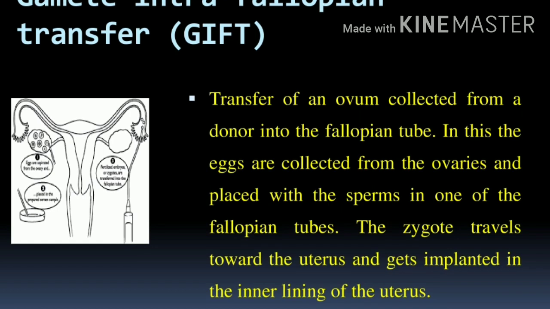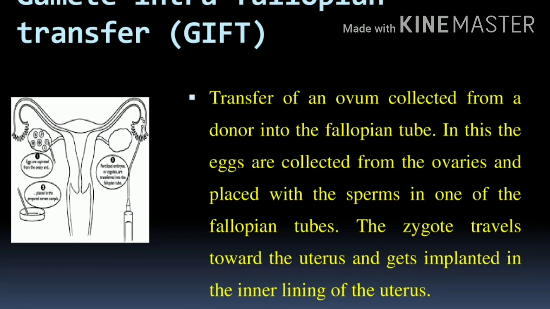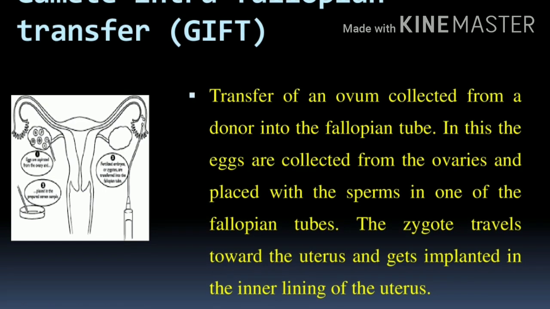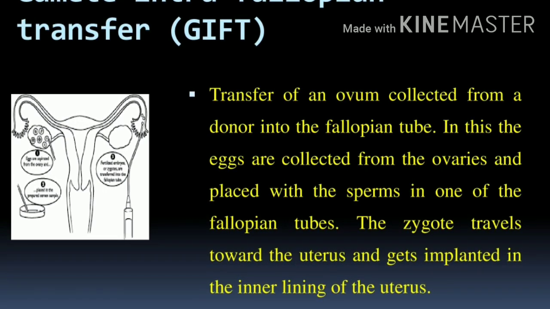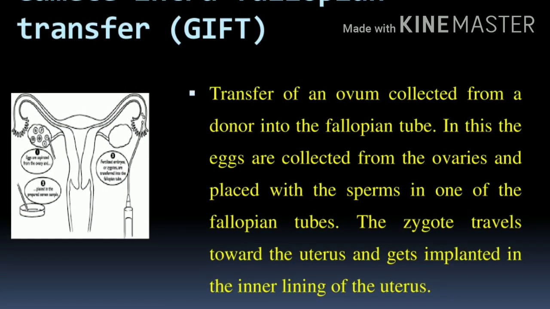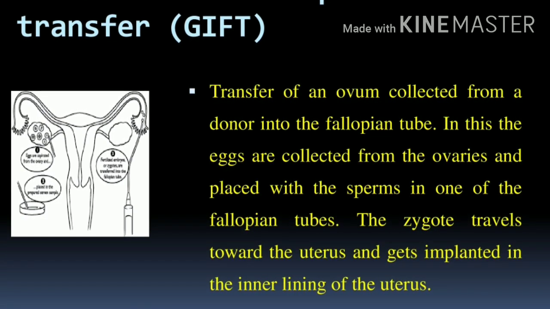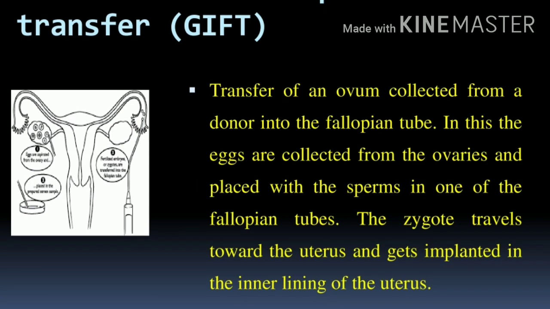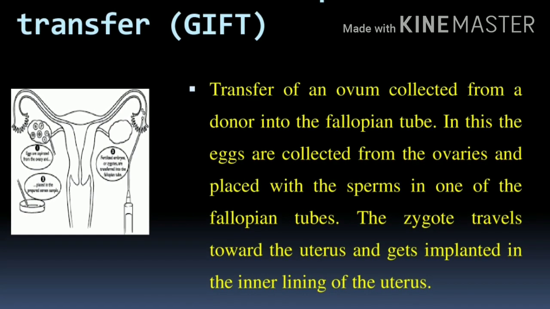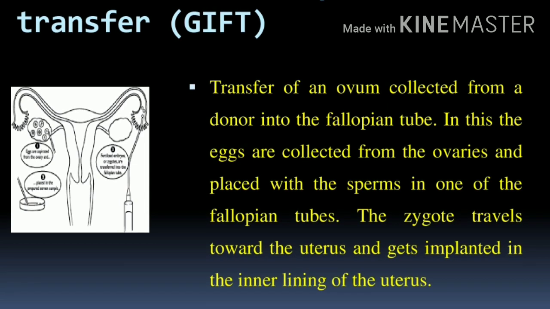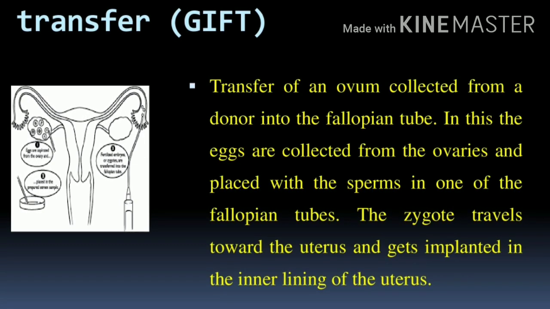So the eggs are collected from the ovaries of the donor woman, and they are placed with the sperms into the fallopian tube. Now the egg cells and the sperm cells form a zygote, and the next stage is implantation in the inner lining of the uterus.